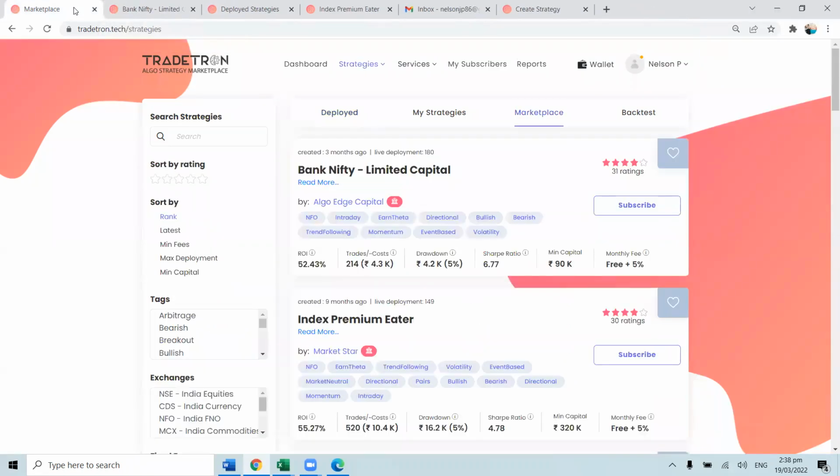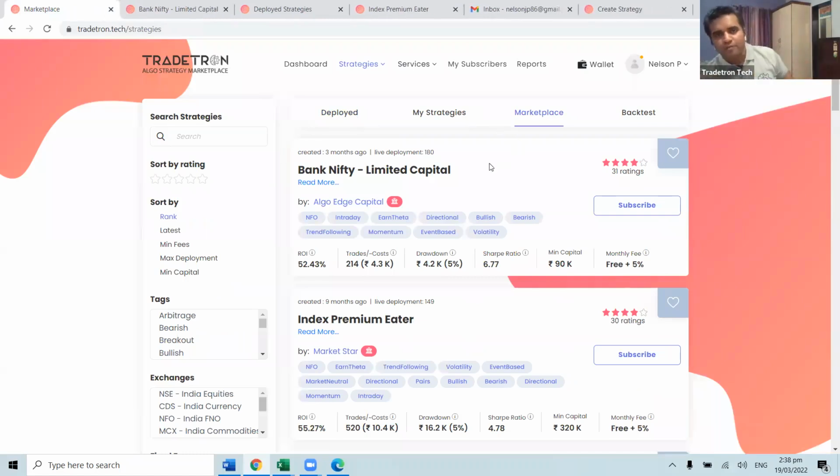Okay, yeah. So that is basically about the deployment part. So this part is clear to you, right? I hope I'm clear on this part, that ROI, drawdown, Sharpe, live deployment, and AUM are what decide whether your strategy is visible over here.